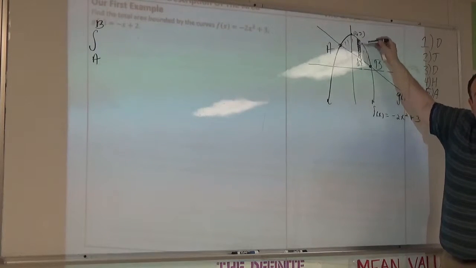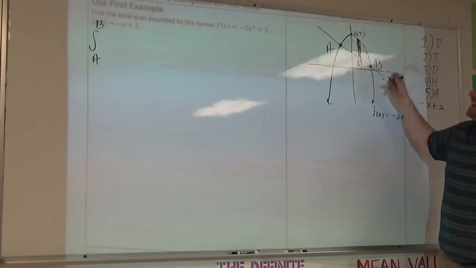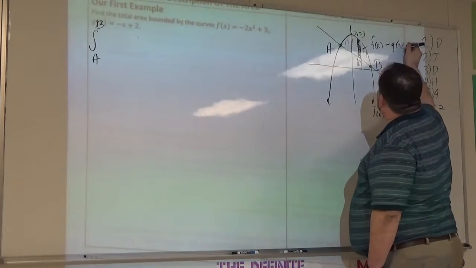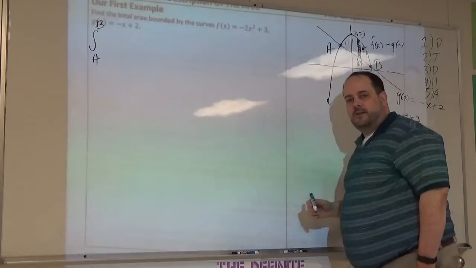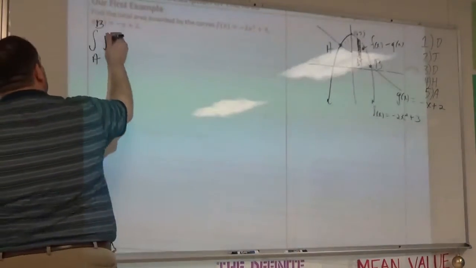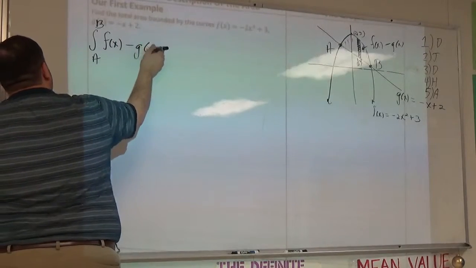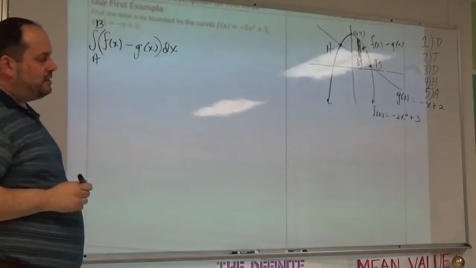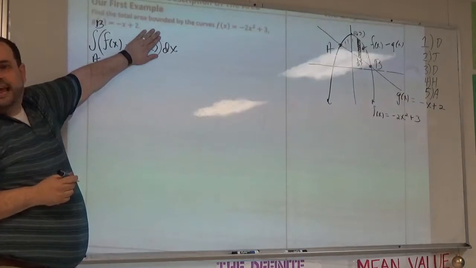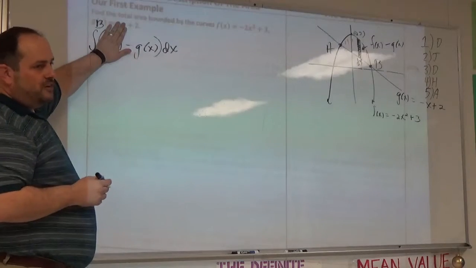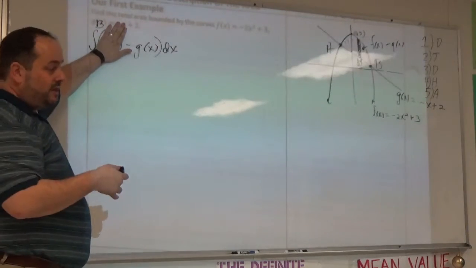What do I want? I want f of x minus g of x. I want the top function minus the bottom function. That's how I'm going to find the height there. Anthony, you okay? Yeah. So my setup is going to involve the integral of f of x minus g of x with respect to x. Not just f of x, because that would say go down to the x-axis. Not just g of x, because that would mean go down to the x-axis over there as well.